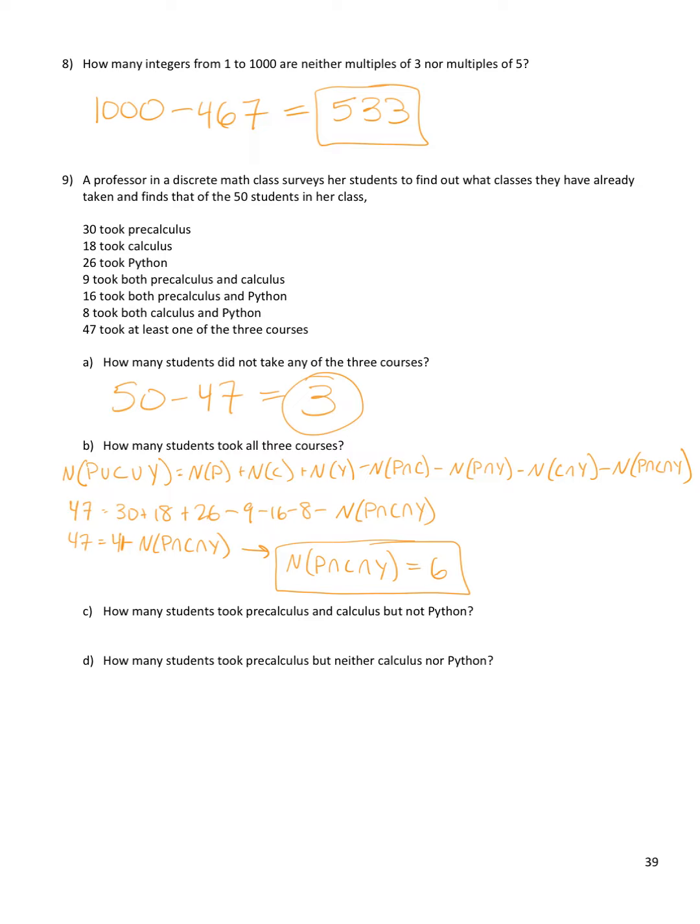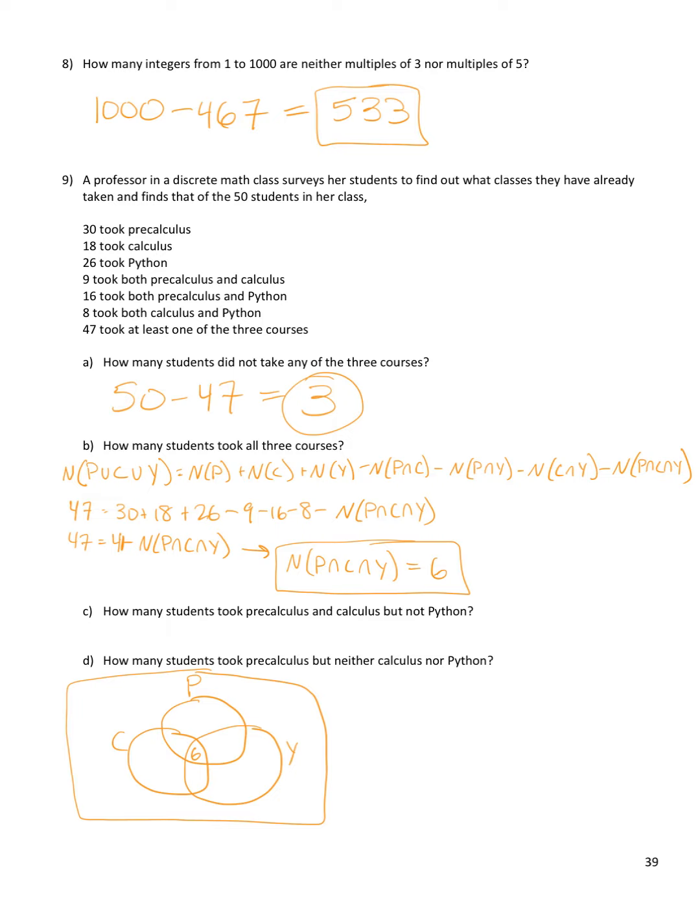And then how many students took pre-calculus and calculus but not Python, and how many students took pre-calculus but neither calculus nor Python? Both of these questions can be answered most easily by drawing a Venn diagram. So I have pre-calculus, calculus, and Python. And then the universal set outside. Okay. So I know that 6, I just calculated in part B, 6 students took all three. There's 6 students in the intersection. And then the 3, and I'm going to work my way out.